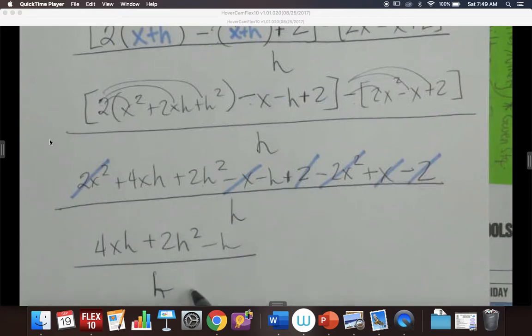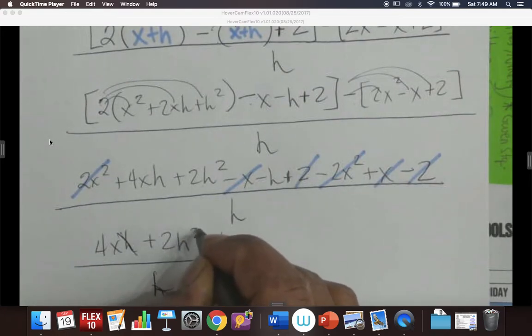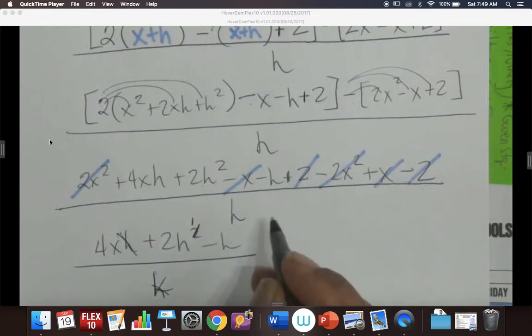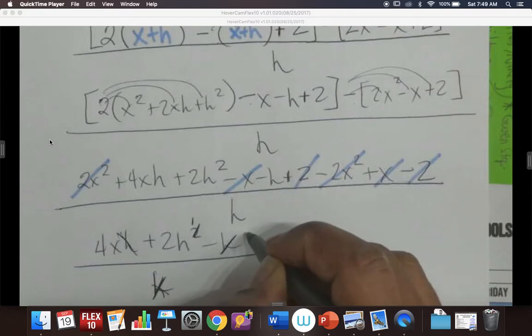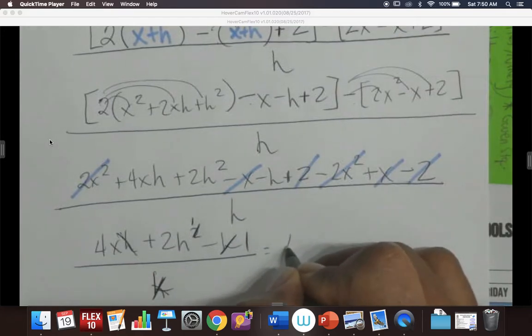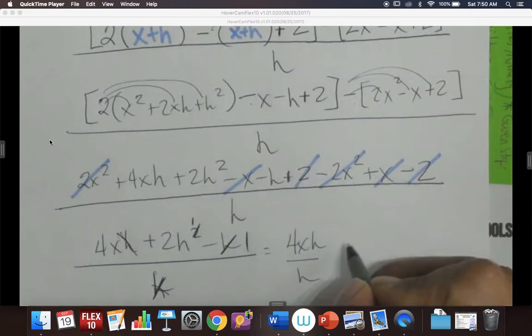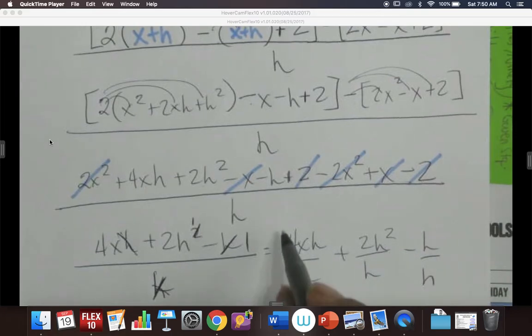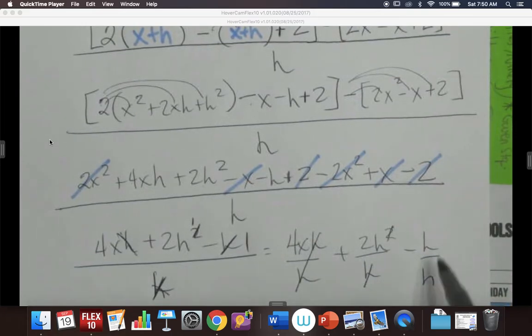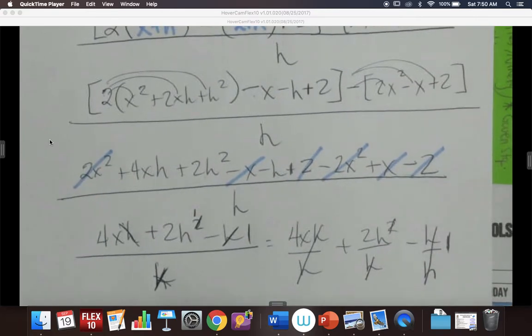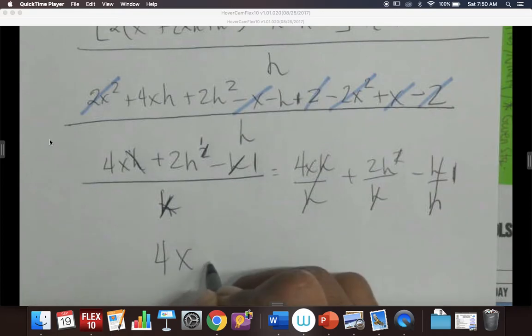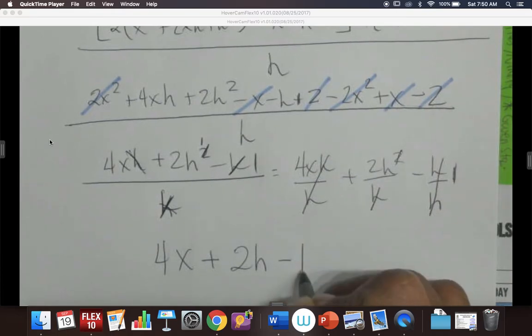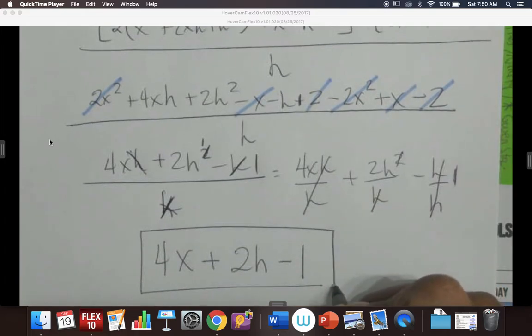If I'm trying to simplify a fraction, every single piece in the numerator needs to be simplified by the h, not just one, right? So the h will cancel with the h in the denominator. H squared turns to h, cancels with that h in the denominator, and another h cancels with this h, so it becomes 1. Otherwise, you could have split it up, 4xh over h. If you don't like to cancel it all together, you could split it up and still see that the h's cancel, one of the h's cancels, and these cancel. So we end up with 4x plus 2h minus 1 as our difference quotient.